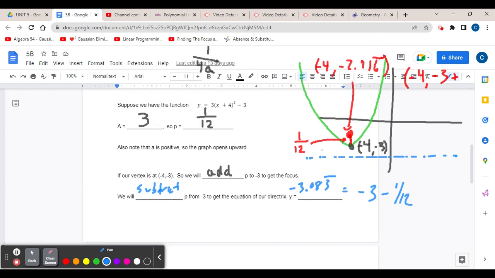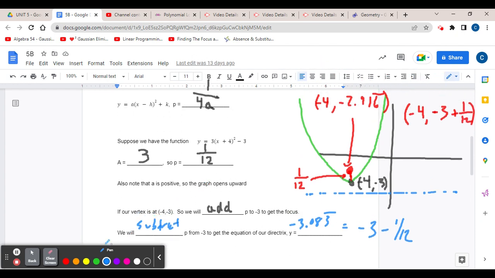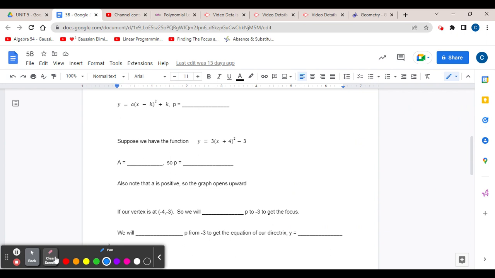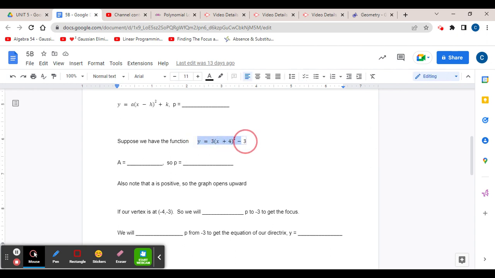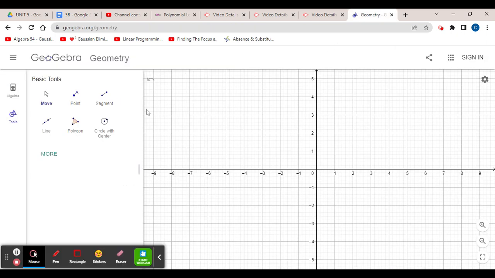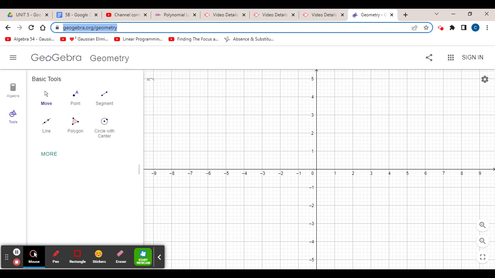Now I'm going to show you guys this on an app called GeoGebra. You may have done this in geometry class if you took geometry last year. I know some of you did, some of you didn't. So we're going to go here. We have our function y equals 3(x plus 4) squared minus 3. Copy that. So we go to this website, geogebra.org/geometry.